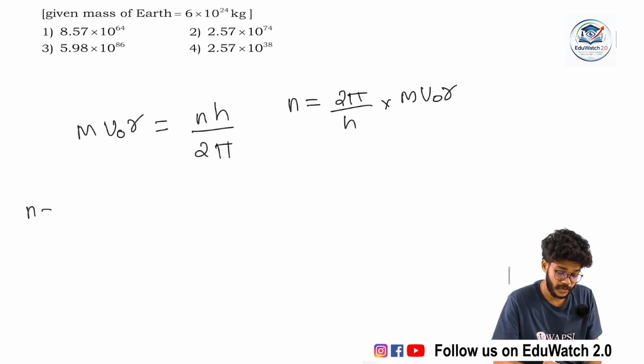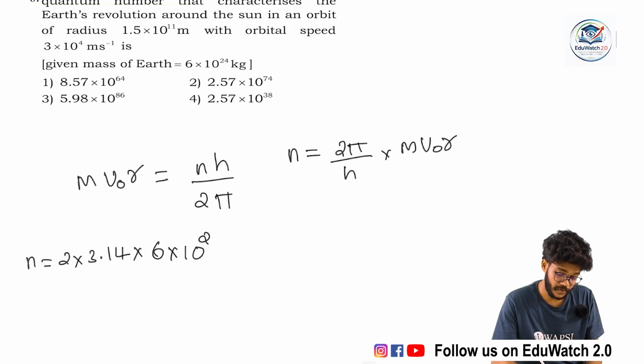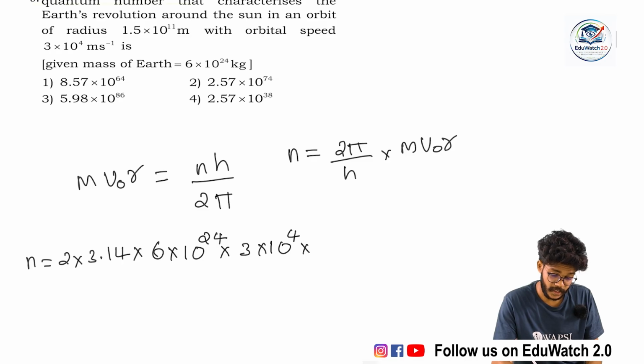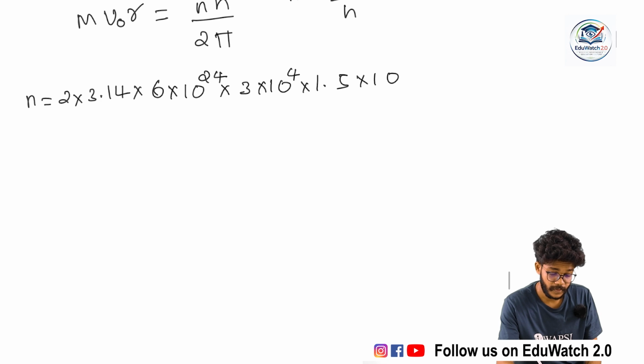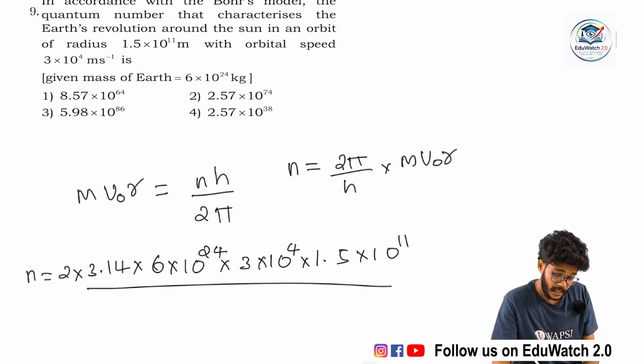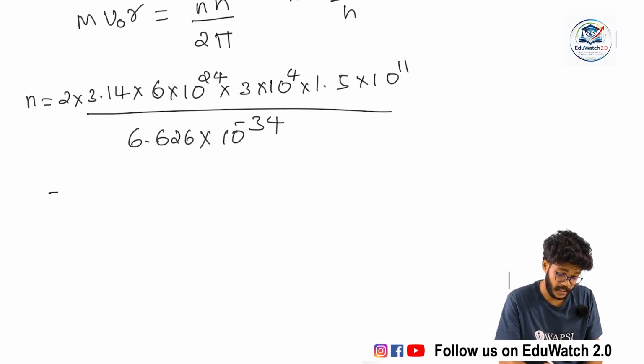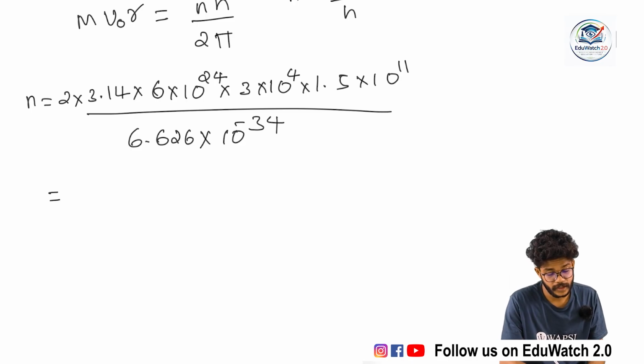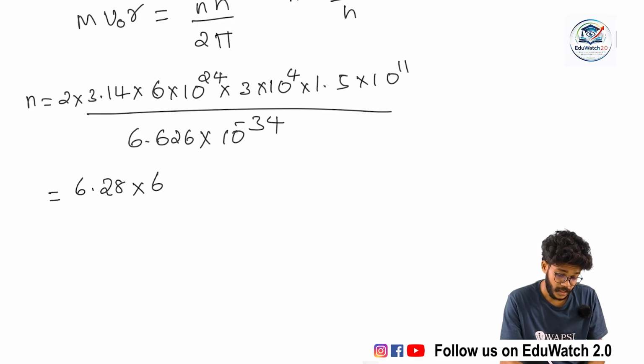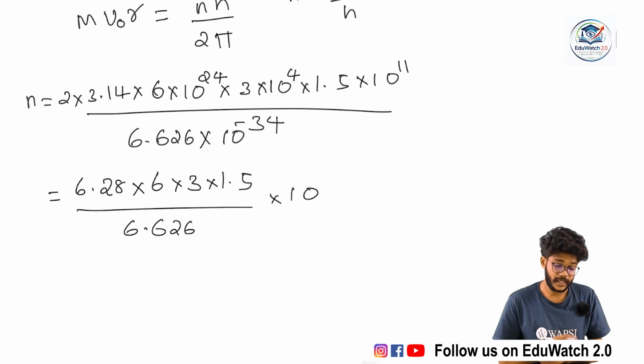Substitute the values. n is equal to 2 into 3.14 into mass, 6 into 10 raised to 24, multiplied by orbital speed 3 into 10 raised to 4, and radius 1.5 into 10 raised to 11, divided by h. h is 6.626 into 10 raised to minus 34, Planck's constant. We can take all the multiplicands to one side: 2 into 3.14 is 6.28, multiplied by 6, by 3, by 1.5, divided by 6.626, into 10 raised to, 34 plus 24 is 58, 58 plus 4 is 62, 62 plus 11 is 73.